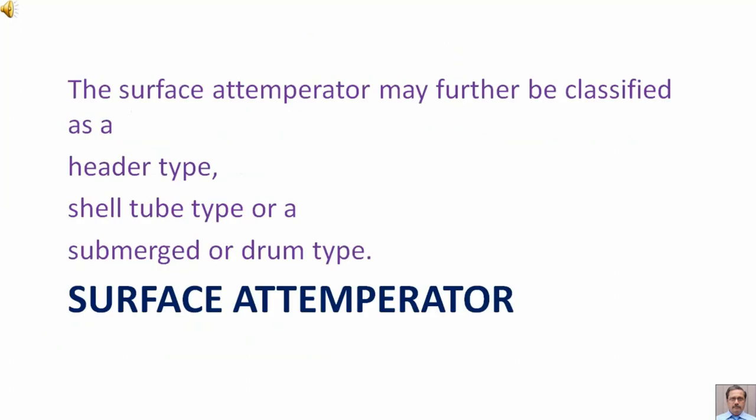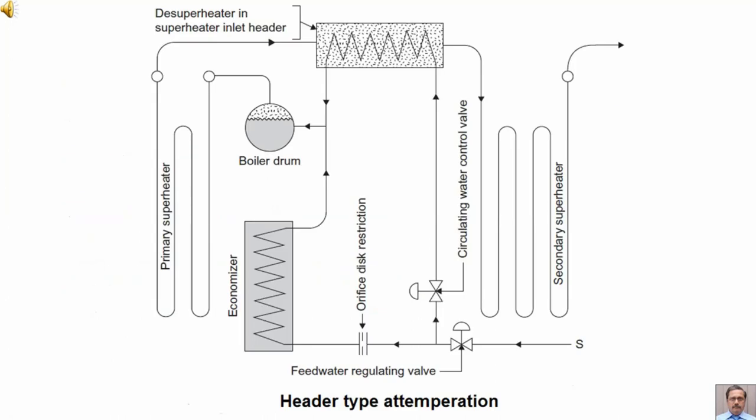In this portion of this lecture, we are going to talk about surface attemperator. The surface attemperator may further be classified as a header type, shell tube type, or a submerged or drum type. This diagram shows header type attemperation.